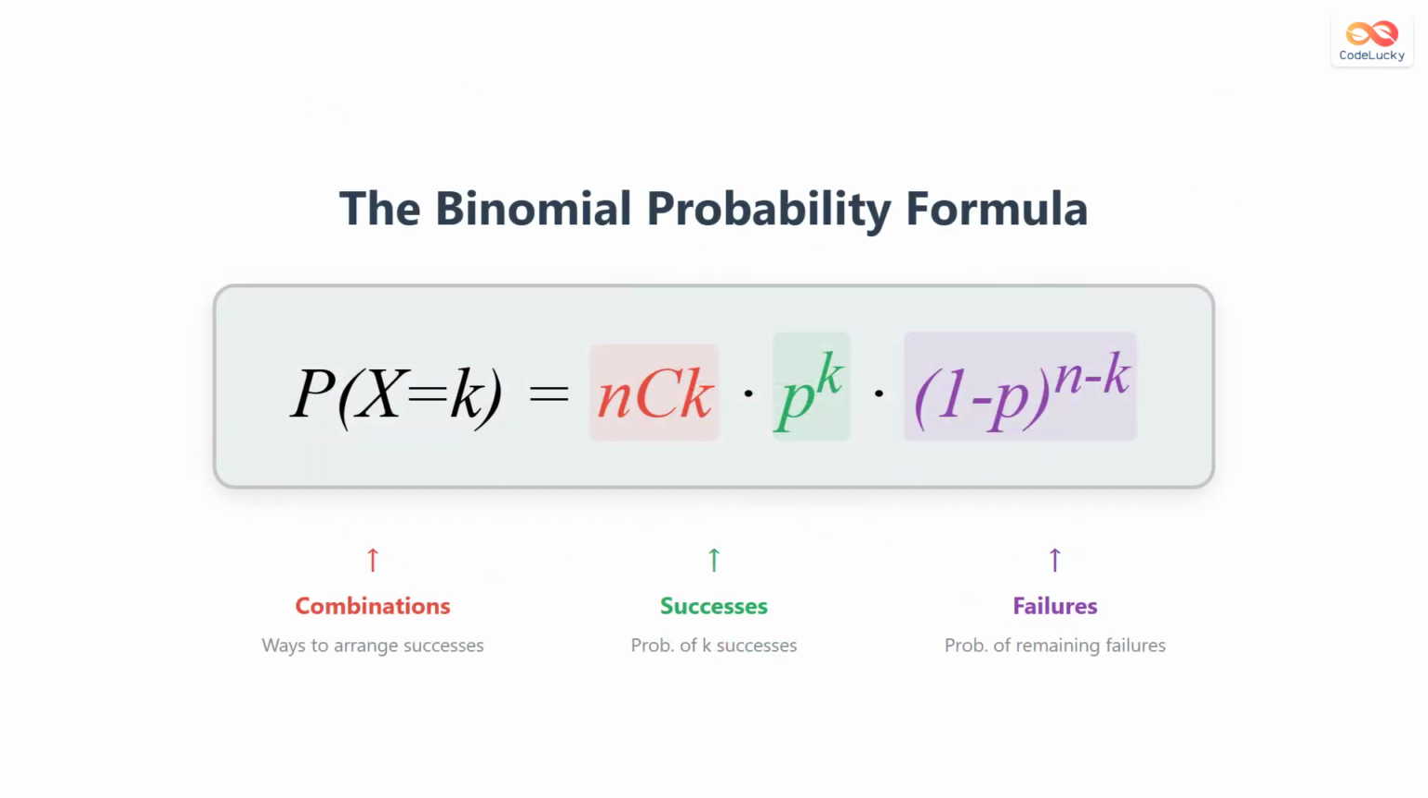This is the formula that does the heavy lifting. The probability of getting exactly k successes is equal to n choose k, multiplied by p raised to the power of k, multiplied by 1 minus p raised to the power of n minus k. It might look intimidating at first, but it is actually just 3 parts working together. A counter for the arrangements, the probability of the successes, and the probability of the failures.